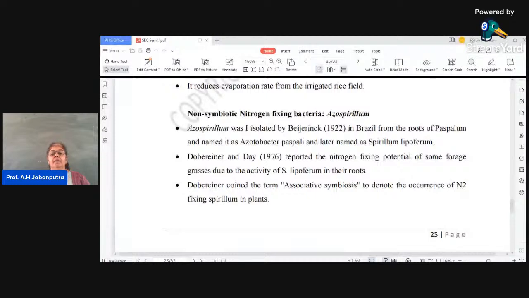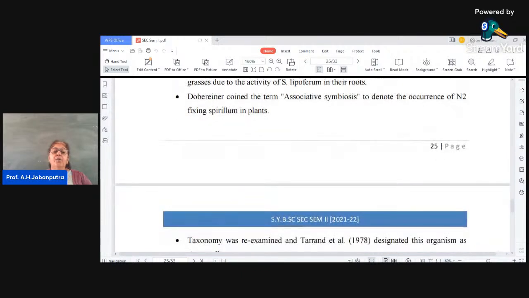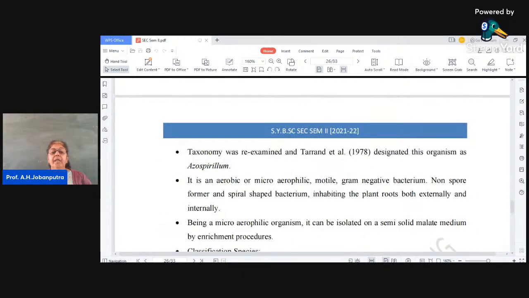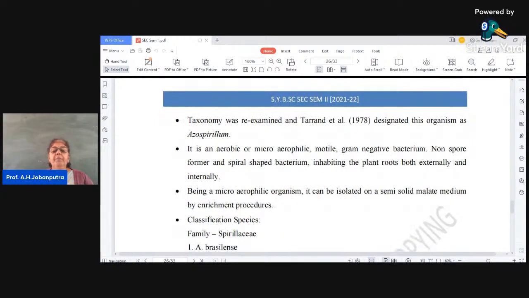Daubernier and Day showed that it was first named Azotobacter, then Azospirillum, and Spirillum lipoferum is also its name. When it was first found, it was labeled as Spirillum lipoferum. Then it was found in associative symbiosis, that is, it could fix nitrogen in plants, and then it was labeled as Azospirillum.